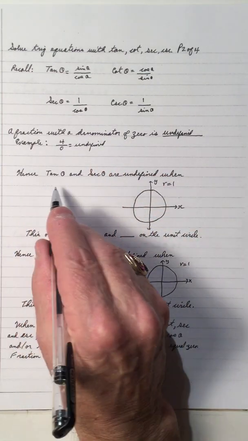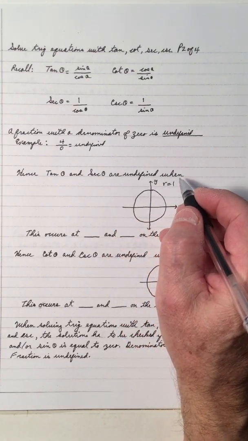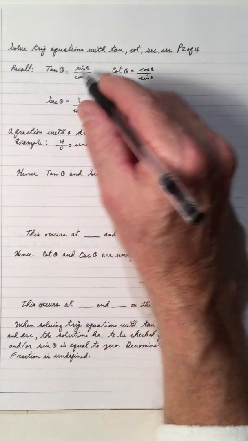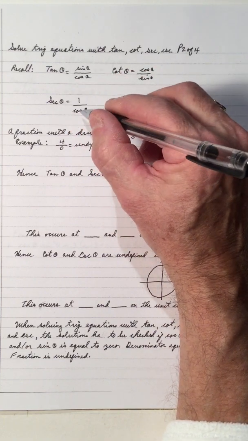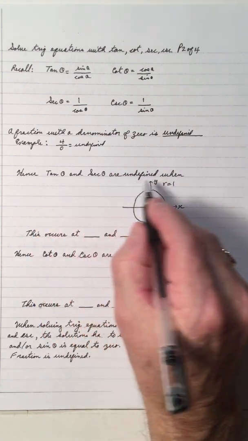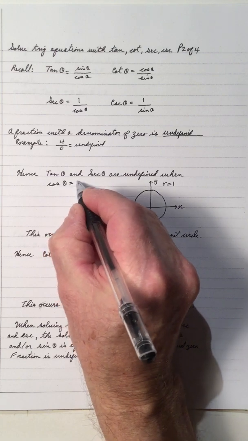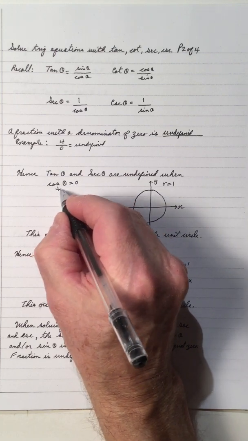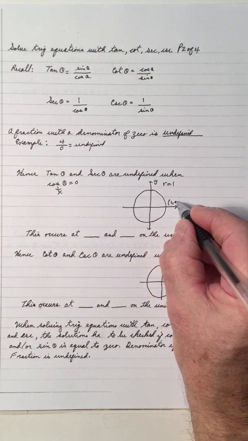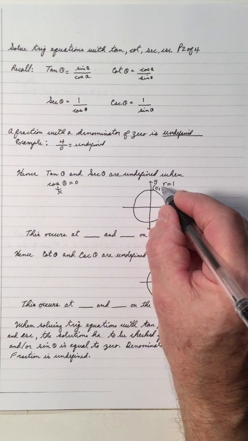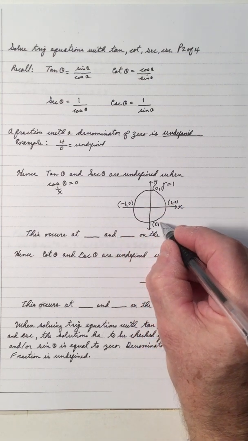Hence, tan and secant are undefined when, notice that tan has cos in the bottom, and secant has cos in the bottom. So tan and secant are undefined when cos theta equals 0. And cos is the x. So on this circle, we have 1, 0; 0, 1; negative 1, 0; and 0, negative 1.